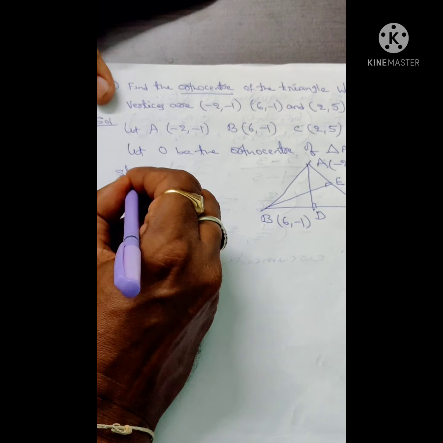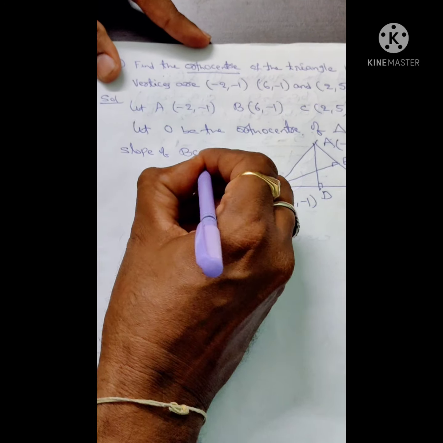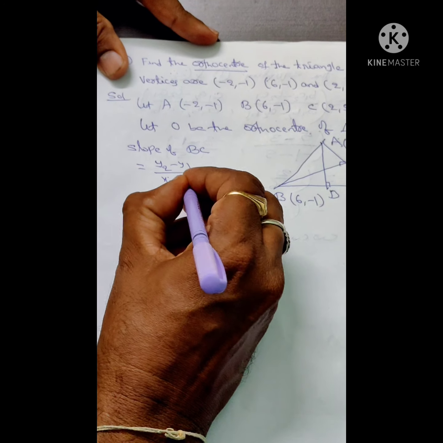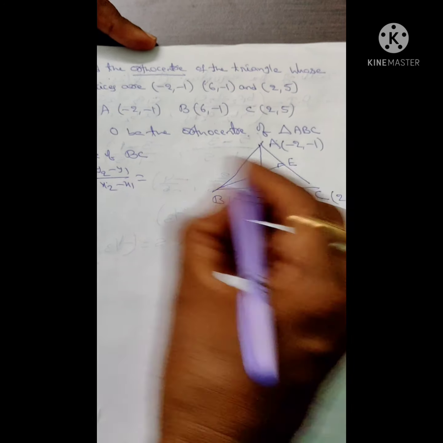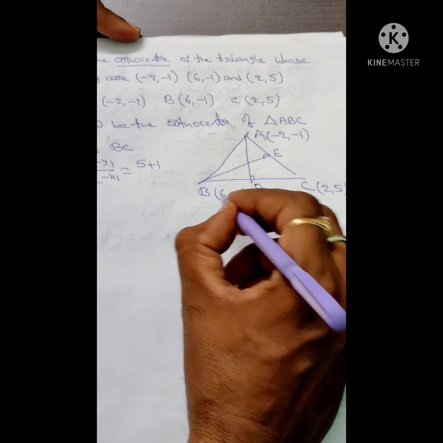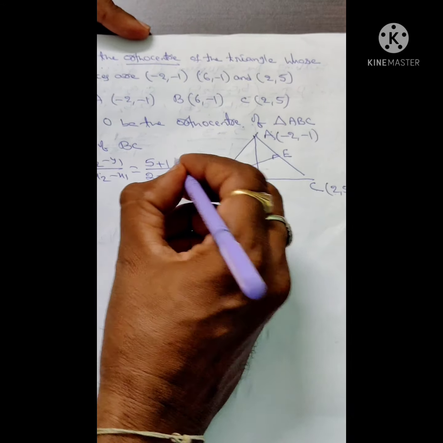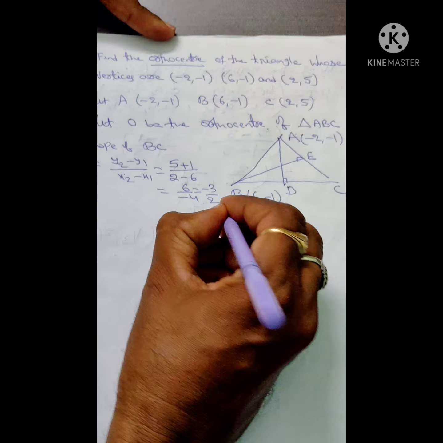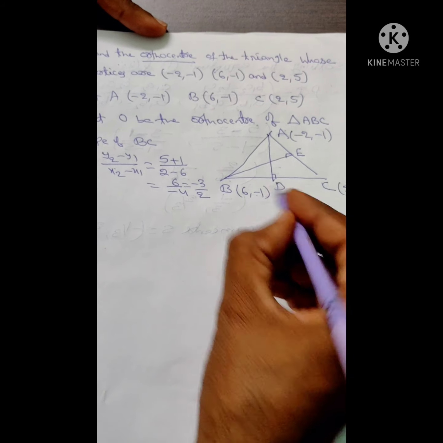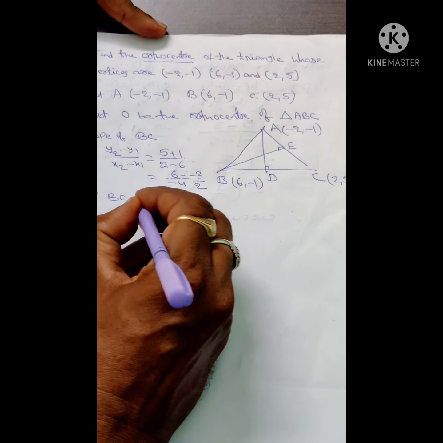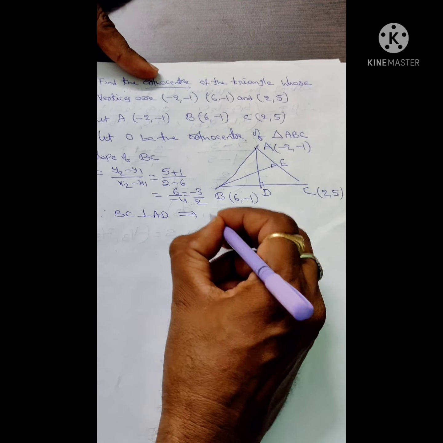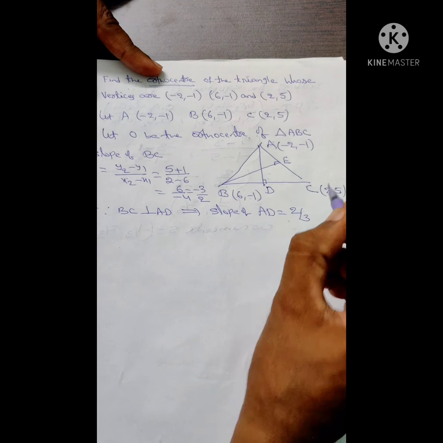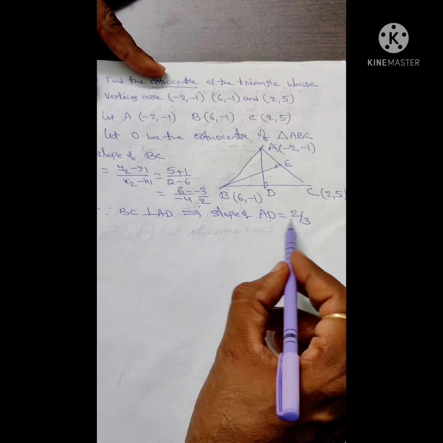Slope of BC is equal to, slope formula is y2 minus y1 by x2 minus x1. That is 5 plus 1 by 2 minus 6. That is equal to 6 by minus 4, that is equal to minus 3 by 2. So this is slope of BC. Since BC is perpendicular to AD, that implies slope of AD is equal to 2 by 3. Slope of BC is minus 3 by 2 and slope of AD is 2 by 3.